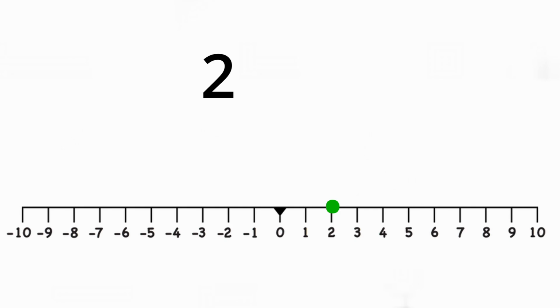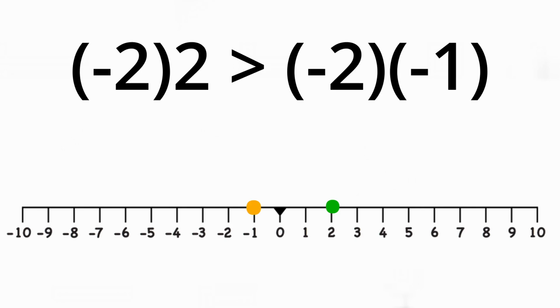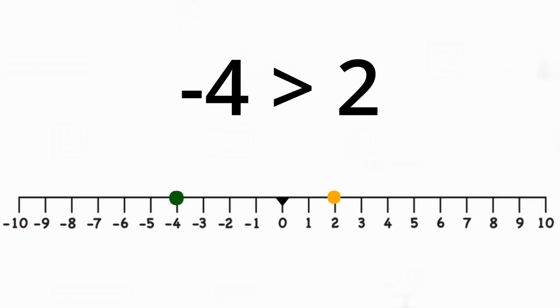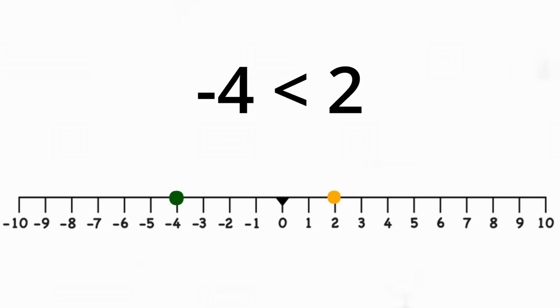For example, 2 is greater than negative 1. Now, multiply both sides by negative 2, the number line has now flipped. Even though normally 4 is greater than 2, because 4 is negative, negative 4 is less than negative 2, which means the inequality has also flipped.